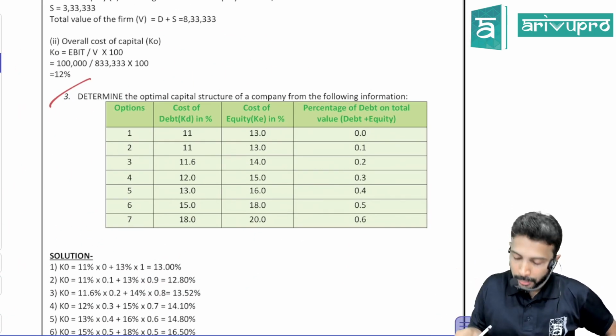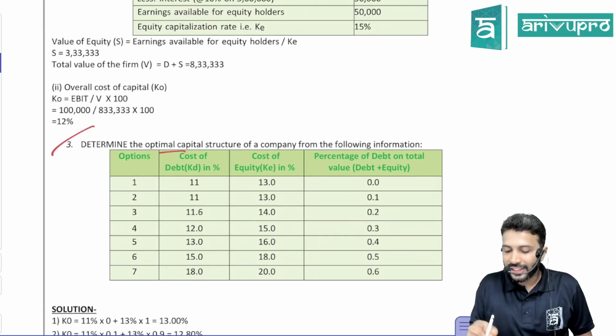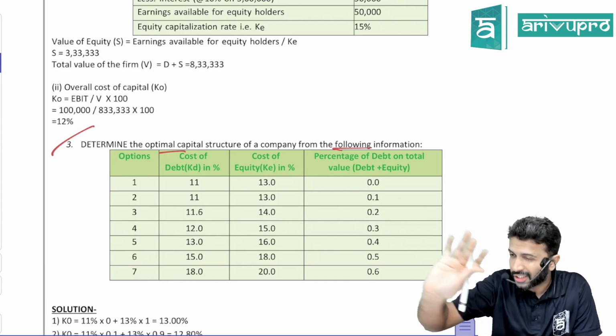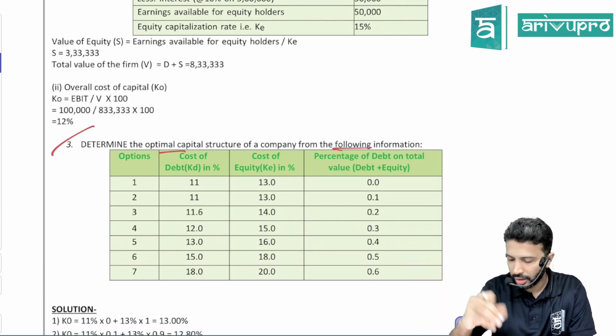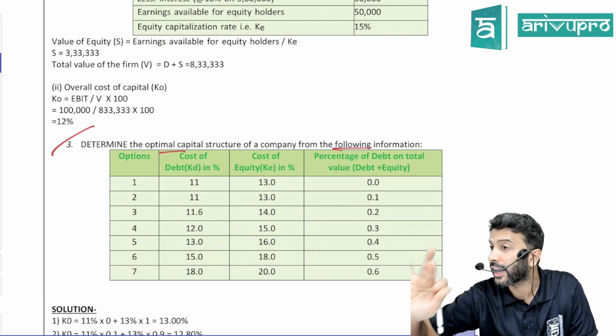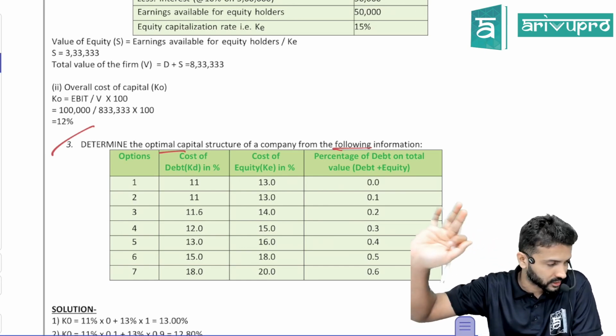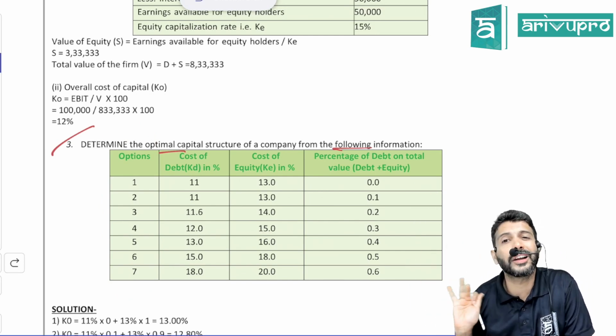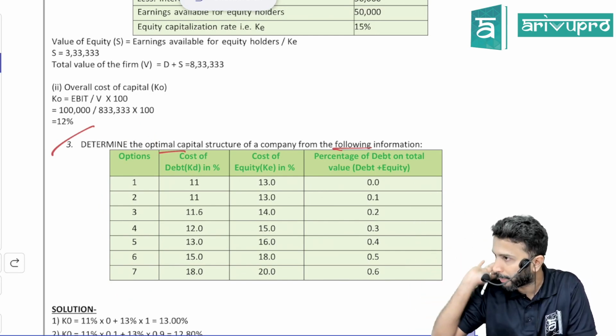All right. Question number 3. Determine the optimum capital structure from the following information. Listen to this. Easy question. Just observe. In 2 minutes we can tick off this also. If you want it, just listen. They have given various options here. Different scenarios. Each is independent.